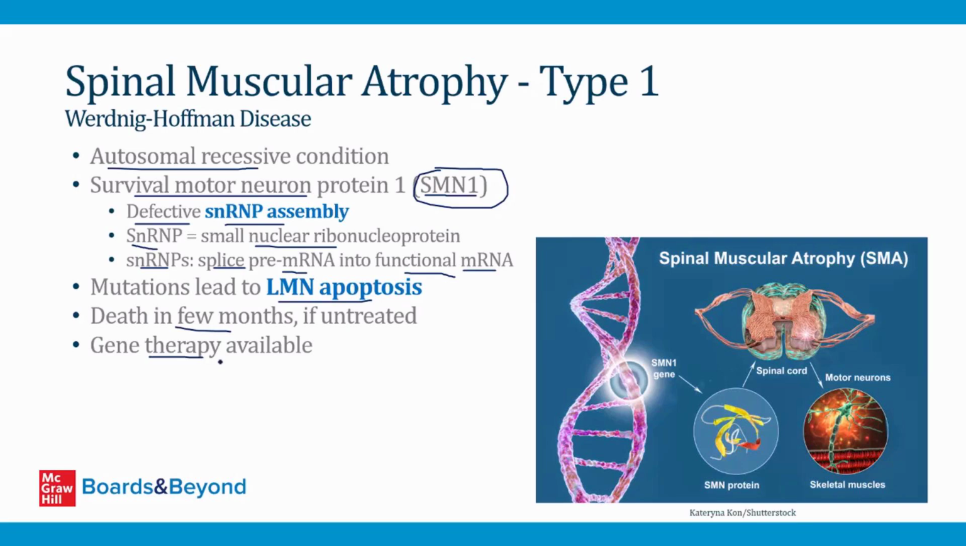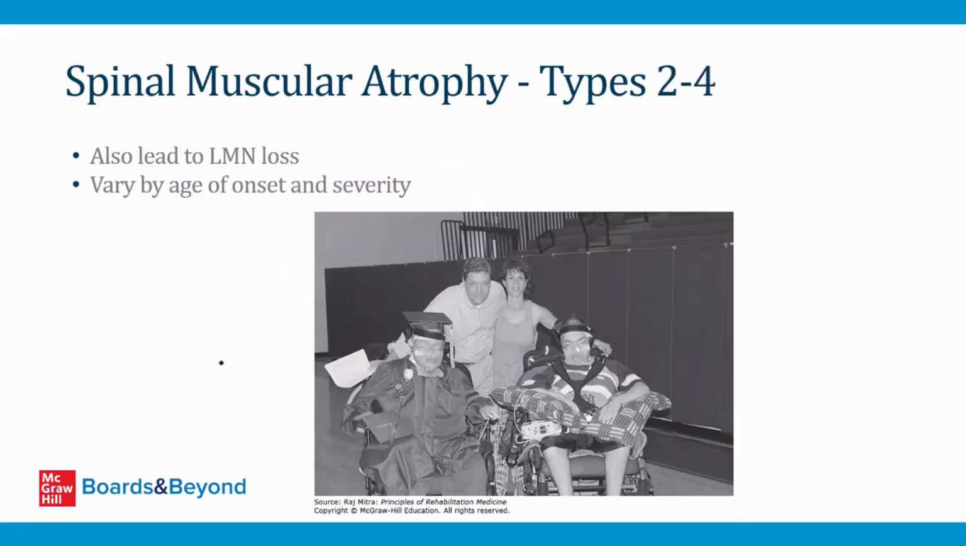Basically, there are new techniques to try and replace the defective gene and develop functioning SNRPs in the anterior horn cells of children affected by this condition. And then in case you're wondering, the other types of spinal muscle atrophy are types 2 through 4. They also lead to lower motor neuron loss. Basically, they vary by the age of onset and the severity. I don't think you have to know much about these conditions for your board exams. The classic example of spinal muscle atrophy is type 1 Wernicke-Hoffmann disease.